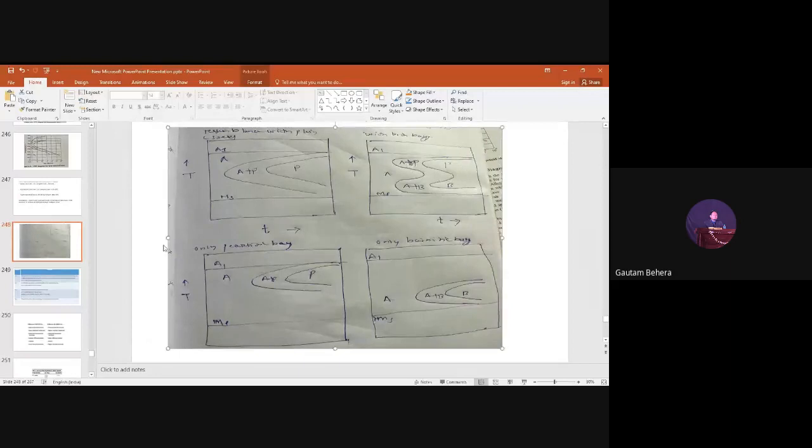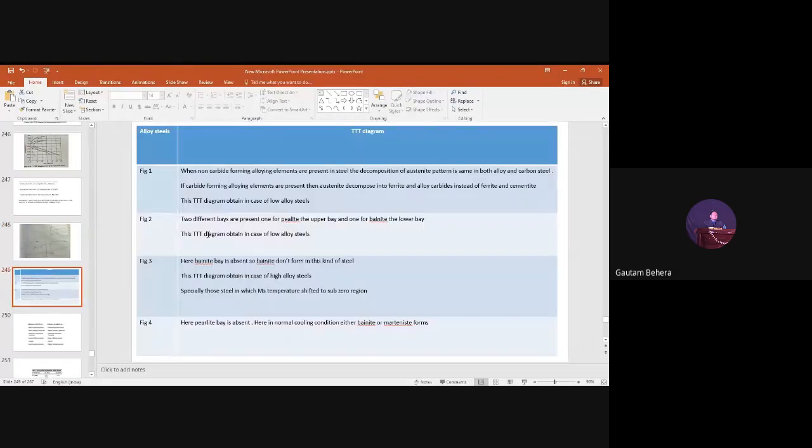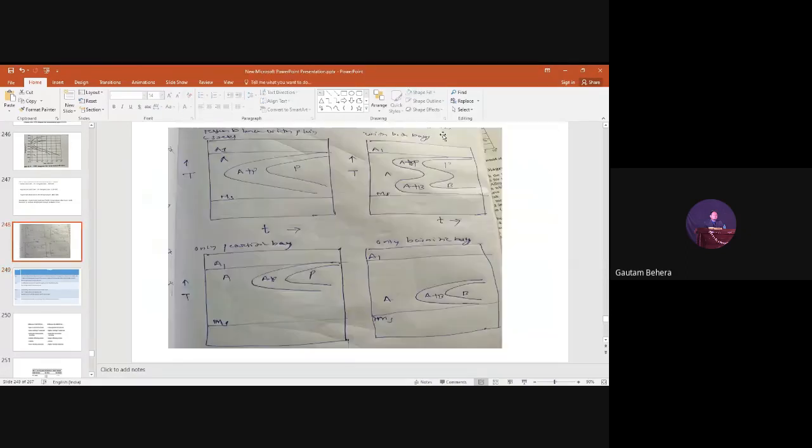Similarly, figure 2, this one. We have 2 bays, upper bay and lower bay. It is written over here. So 2 different bays are present, one for pearlite, the upper bay, and one for bainite, the lower bay. This TTT diagram is obtained in case of low alloy steels. So you have to figure out which alloying elements are there so that this kind of curve is obtained, and which alloying elements are there for the other kind.